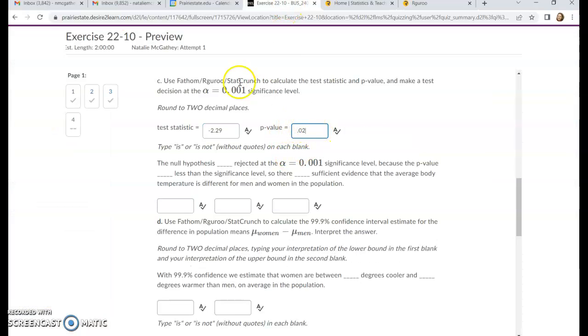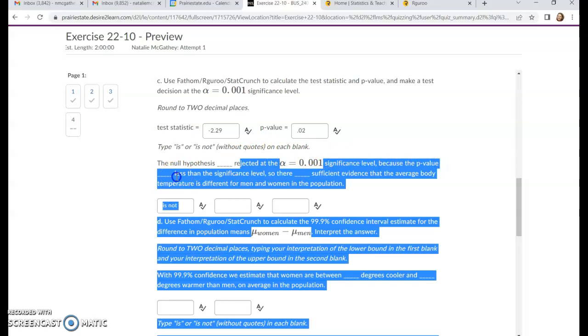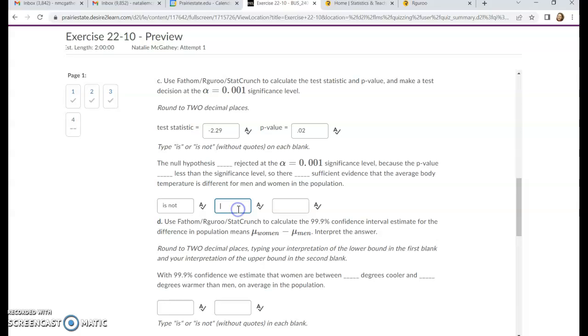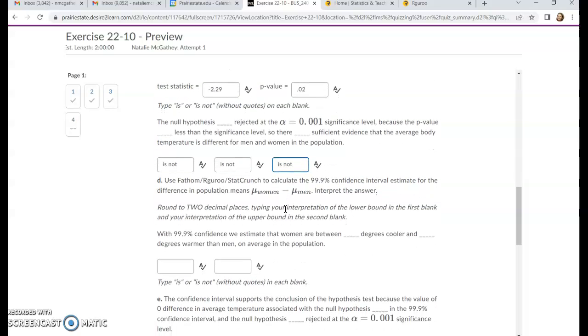Okay, so again, looking at what we've got here, 0.02 is not less than 0.001. So the null hypothesis, unfortunately, is not rejected at the alpha equals 0.001 significance level because the p-value is not less than the significance level. So there is not sufficient evidence that the average body temperature is different for men and women. It is not at that significance level.